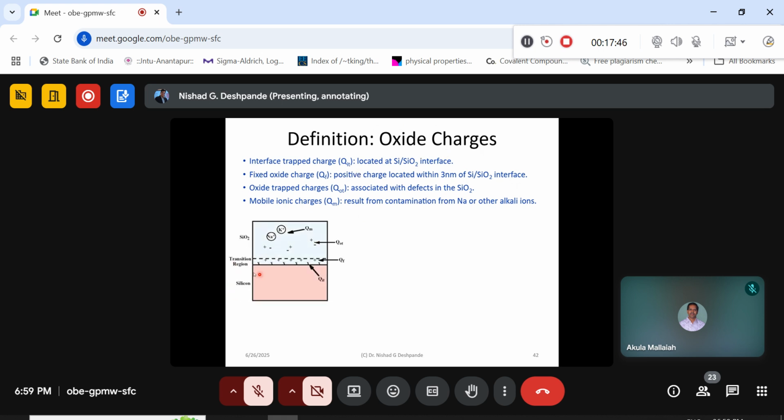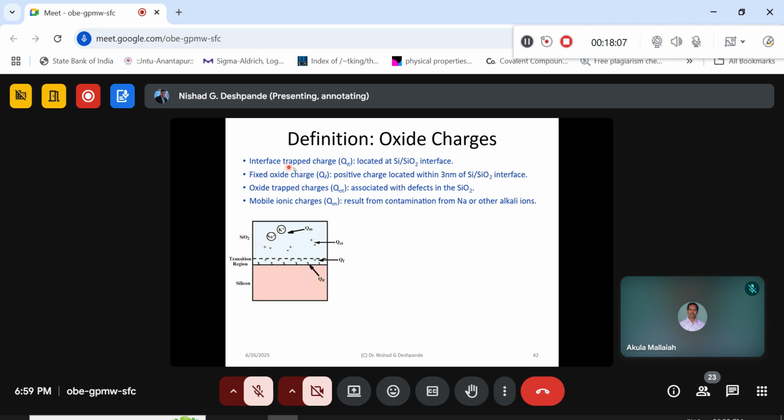So you have this silicon substrate, we have grown silicon dioxide, there is a transition region, and now you can see that along this whole thickness, you have different oxide charges being present. Okay, so one can say that you have QM. So I have just mentioned all these charges here. So there are different charges.